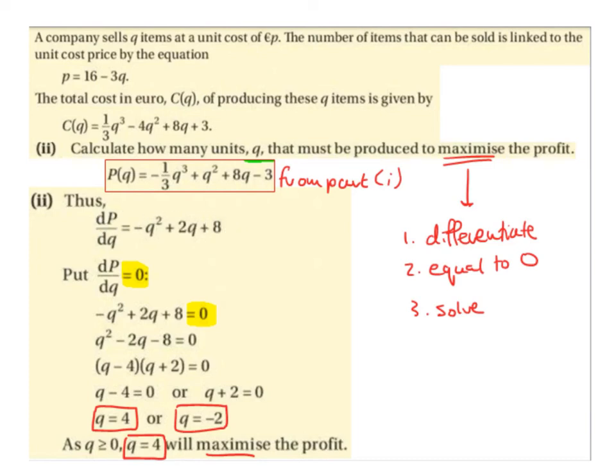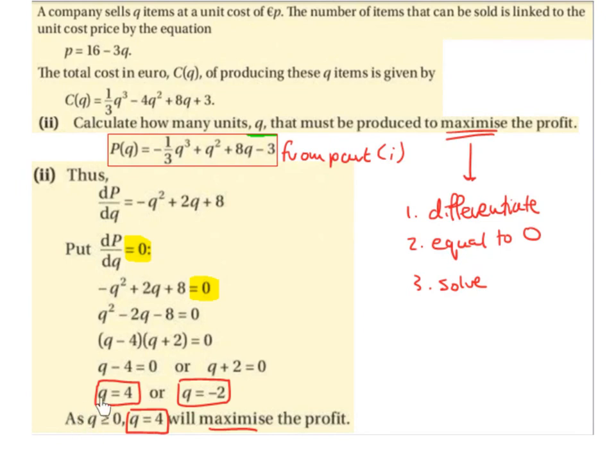So we let the derivative equal to 0, that's step 2 of our maximizing steps. So we have minus Q squared plus 2Q plus 8 equals 0. We change the signs, we factorize to get Q minus 4 times Q plus 2, and then we solve to get Q equals 4 and Q equals minus 2. As Q is greater than or equal to 0, Q equals 4 will maximize the profit.